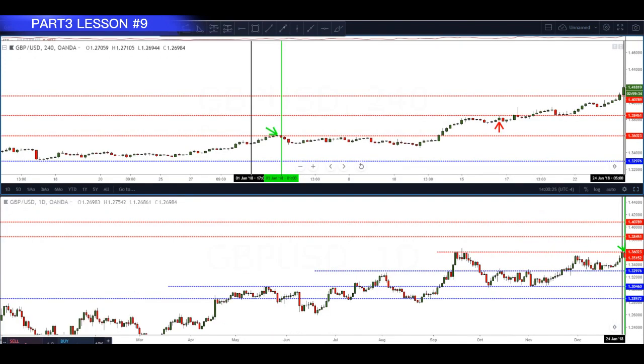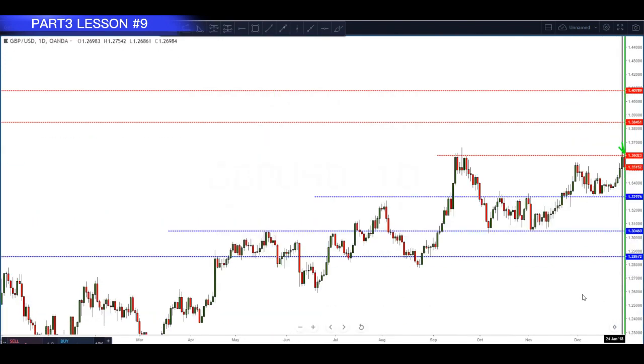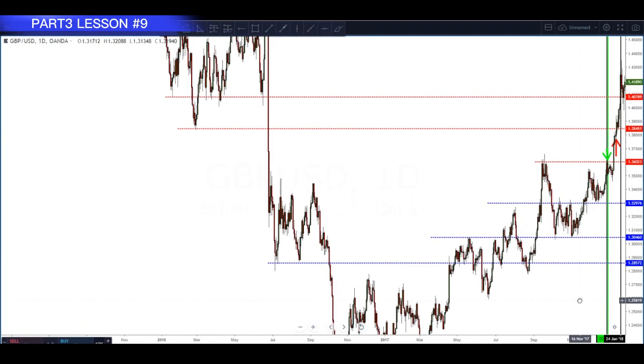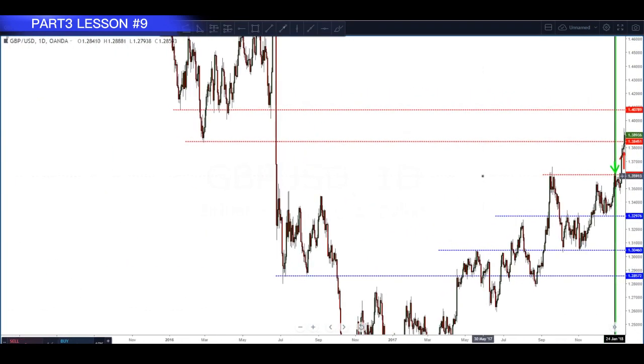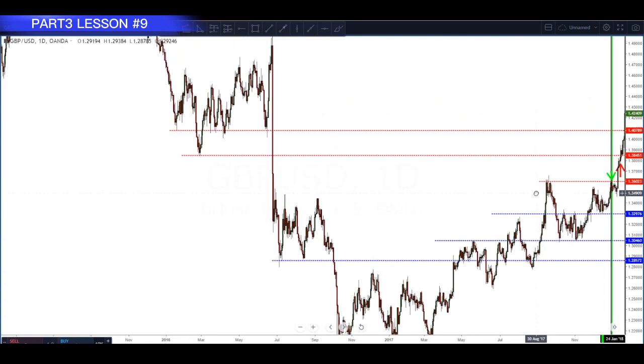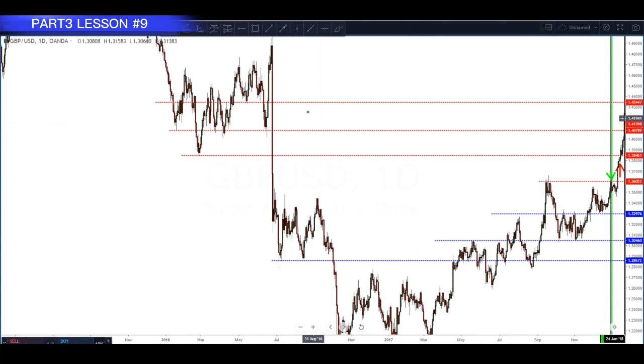I can close down the 4-hour chart, open up the daily chart, scoot over to the January 24th black line, and at this point what I'm going to do is point out another couple of resistance levels just so that I know I'm safe when the market gets above that level. So let's go ahead and grab a horizontal line, make it red. What's the next resistance level that we have? I would say somewhere right in there.